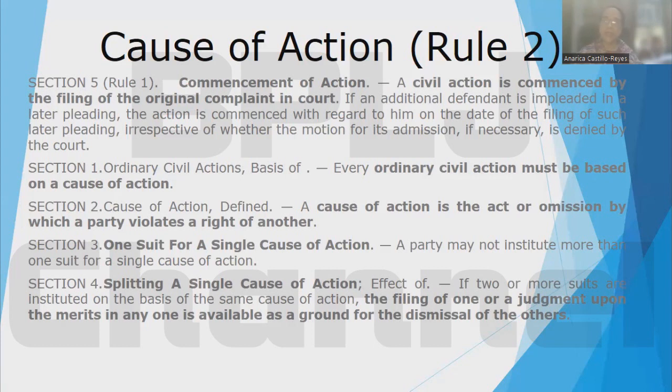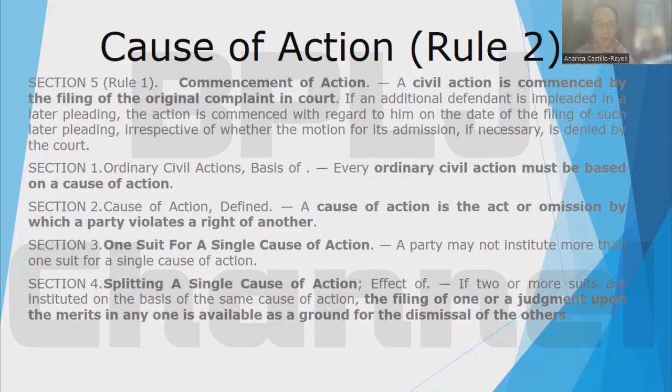So a civil action is commenced by the filing of the original complaint in court. Now, before you file a complaint in court, you have to have a cause of action because it is the reason why you filed a complaint in the first place. That is the reason why Section 1 of Rule 2 states that every ordinary civil action must be based on a cause of action.